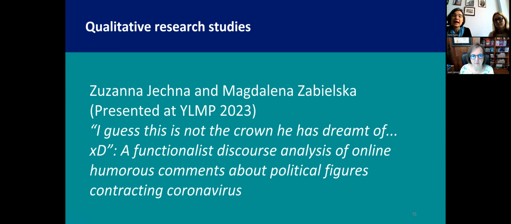So Susanna and her advisor presented this work at the Young Linguists meeting in Poznań that we were just talking about. She is already a PhD student, or she's going to apply for the PhD program. And she sat in on the ATLAS.ti workshops this semester. She was doing an analysis of Reddit conversations about what happens when controversial political figures got COVID, so this is data from a couple of years ago.